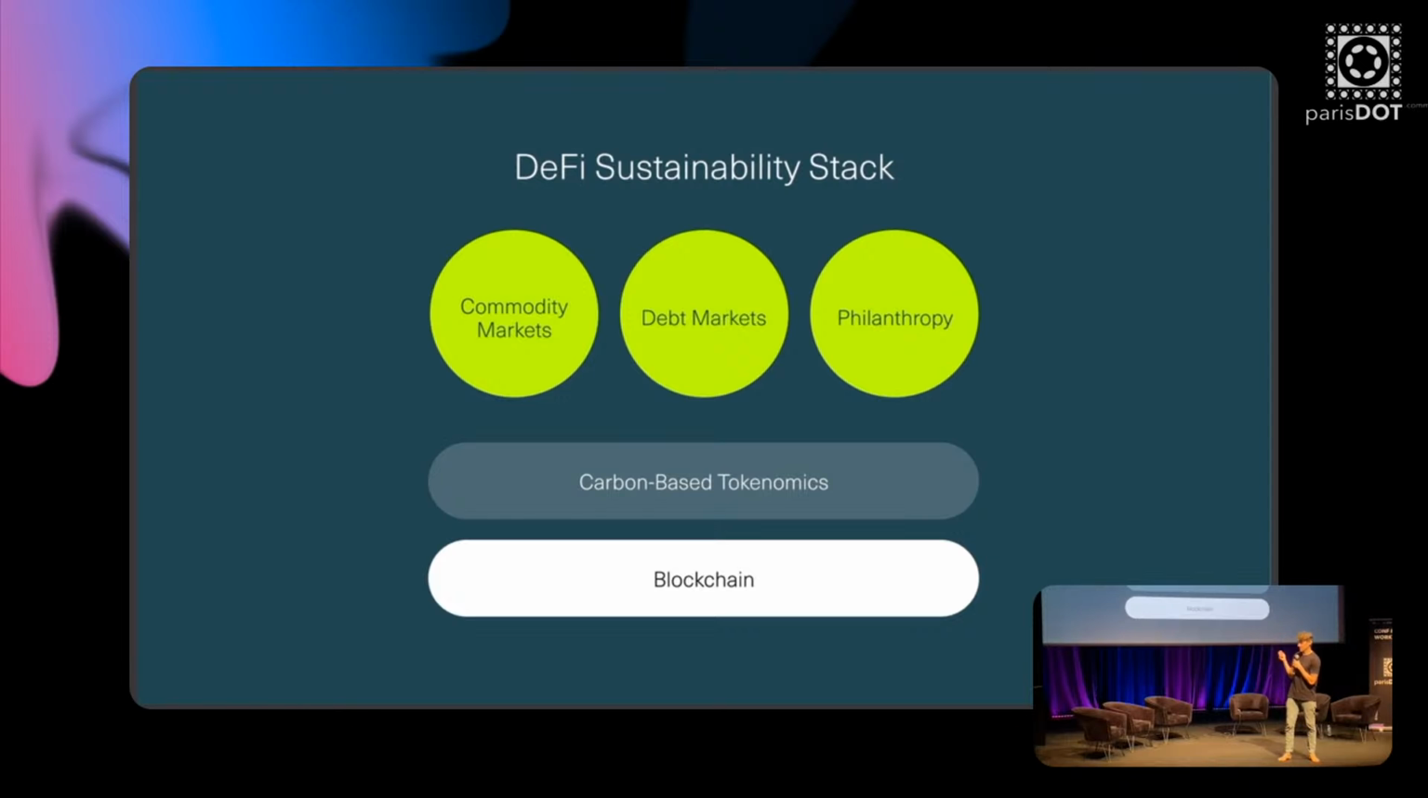The last bit is philanthropy. Also a massive and important part of the impact space. Fairly early for us, I won't bore you with the details yet. That's more of a 2023 thing.